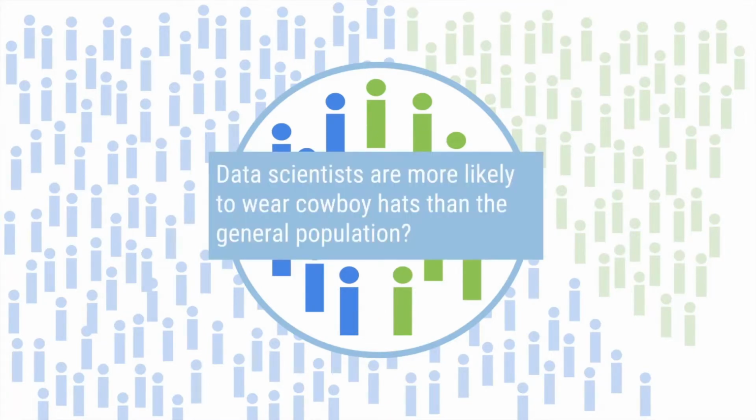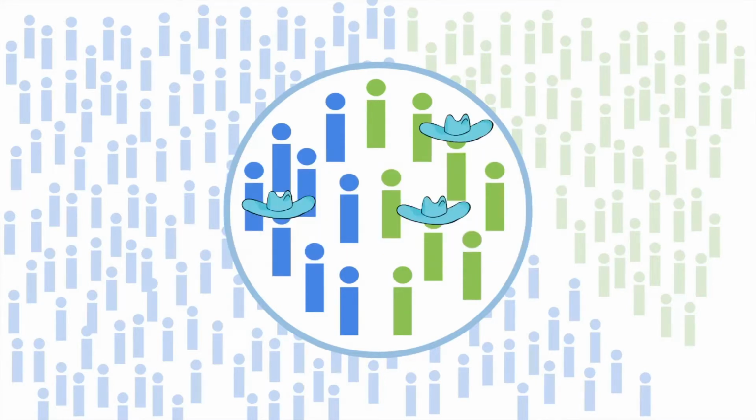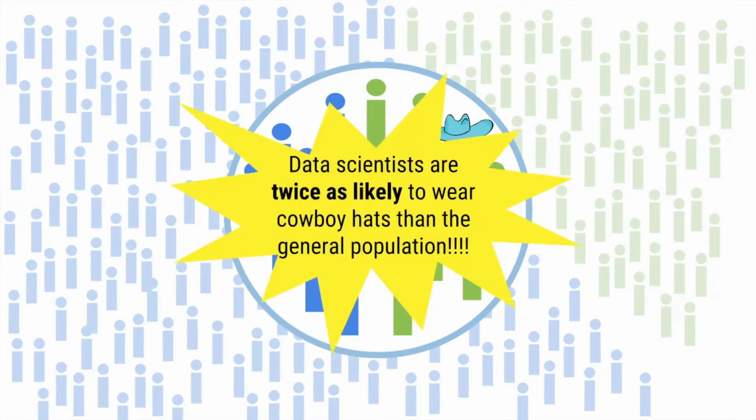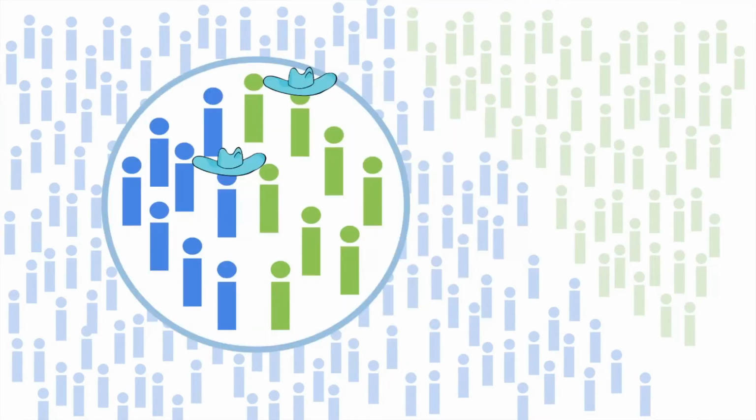Finally, the researchers ask, are data scientists more likely to wear cowboy hats than the general population? Aha, finally, 2 data scientists in the sample wear cowboy hats compared to only 1 in the general population. It looks like data scientists are twice as likely to wear cowboy hats. It turns out that this result was just seen by chance. And if the researchers had taken a second sample, they would see that data scientists are just as likely to wear cowboy hats as the general population.